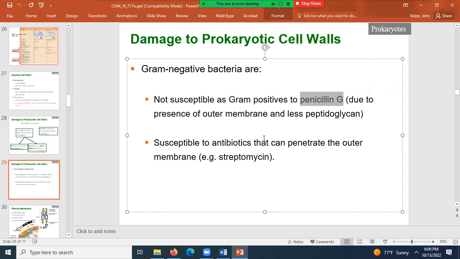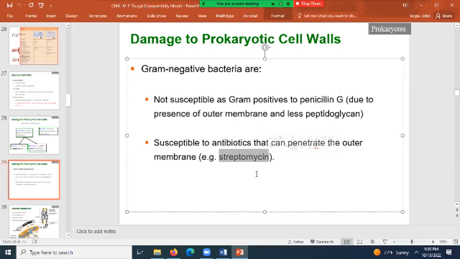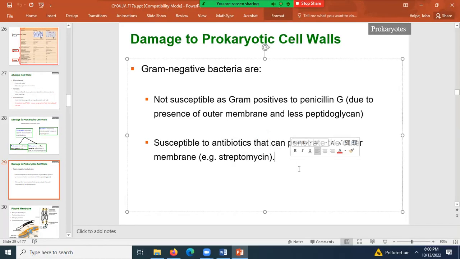There are other antibiotics, however, which can damage gram-negative cells. And there are actually some antibiotics which only damage gram-negative cells. Streptomycin is the only antibiotic I'm going to talk about here. It is an antibiotic which is lipid soluble, and it can get right through the outer membrane of the cell wall. And so streptomycin is an antibiotic which can damage gram-negative cells.